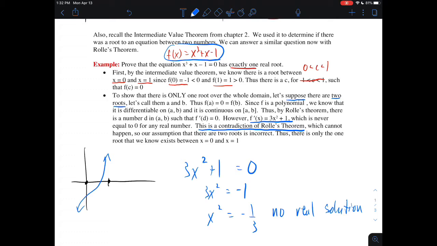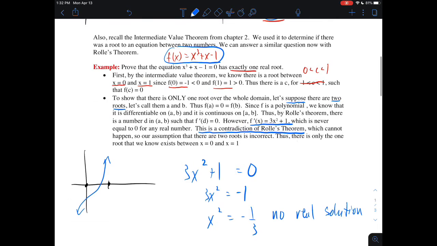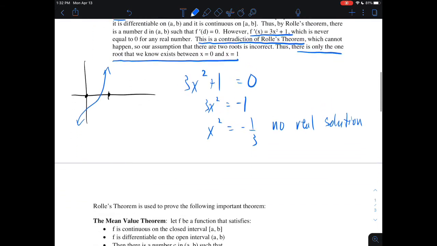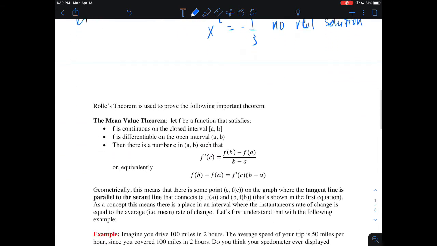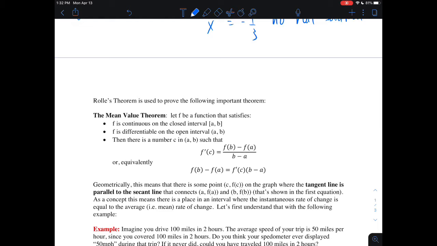So we just proved by contradiction that there is only one root, and we know that it exists between 0 and 1. So that's an application of Rolle's theorem, relates to what we saw before with the intermediate value theorem. But more importantly, Rolle's theorem is used to prove this important theorem, the topic of this section, the mean value theorem.